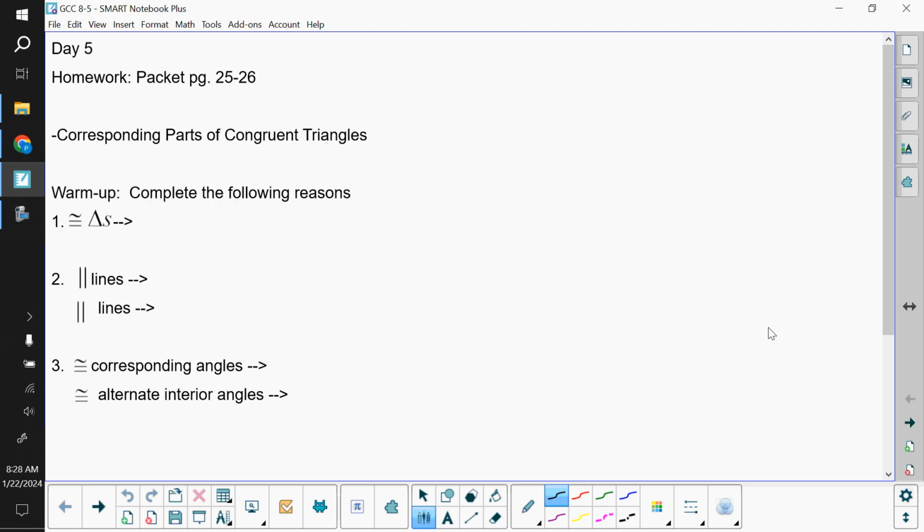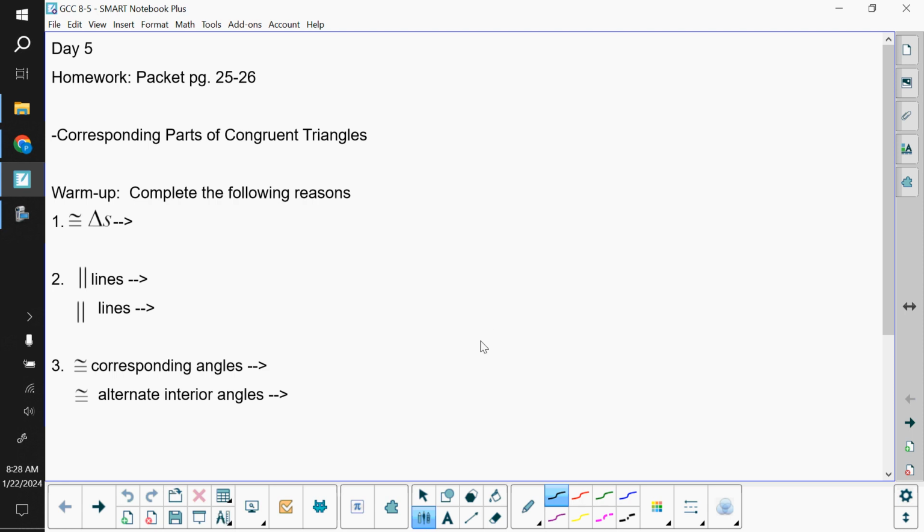Today will be kind of a practice day. We're going to practice each of the things that we have already seen in the unit, especially the congruent triangles implies congruent corresponding parts, because that is a really important one going forward to future units.